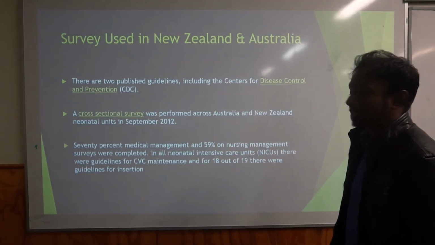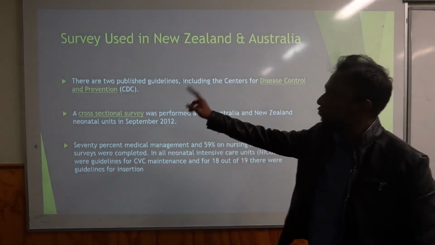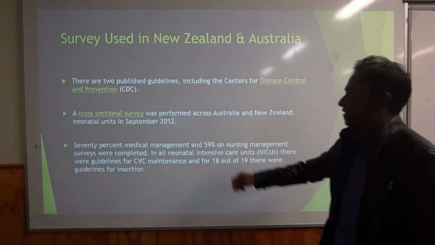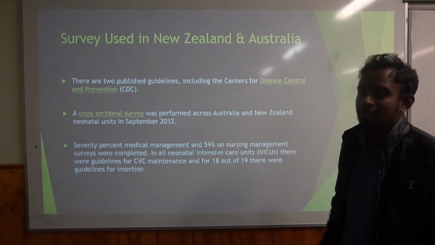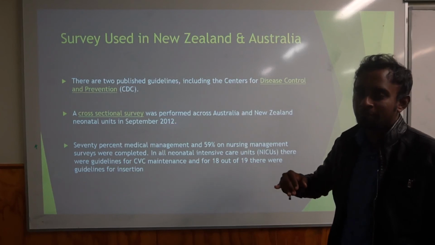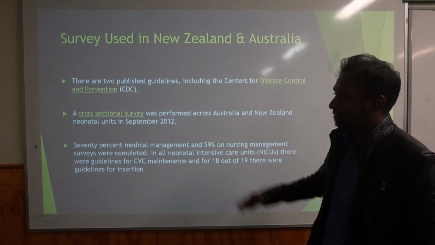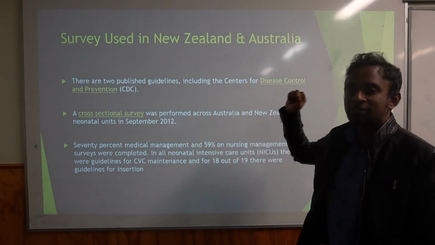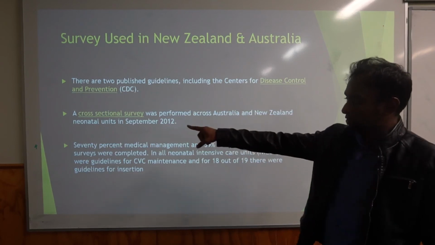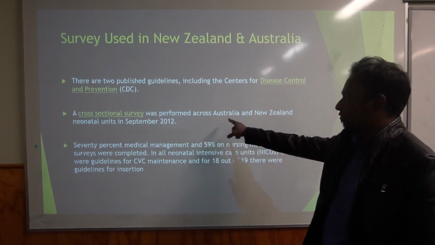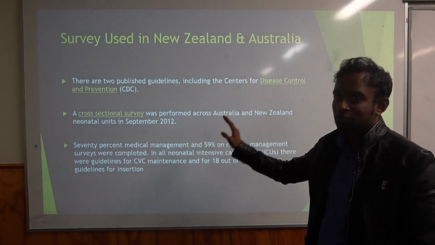Survey used in New Zealand and across Australian states. There are 2 published guidelines from the CDC, the Center for Disease Control and Prevention, and these surveys were performed to reduce nosocomial infection. These surveys were performed in more than 27 states in Australia, and in New Zealand pediatric units. A cross-sectional survey was performed across Australian and New Zealand neonatal units in 2012.